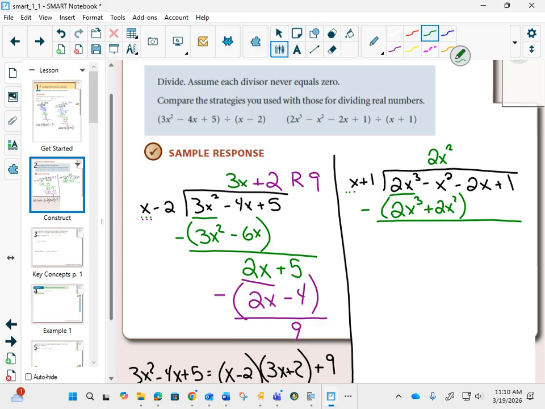Minus x squared minus 2x squared will be minus 3x squared. And then I still have minus 2x and I still have plus 1. Those ones you can just bring down because you're not subtracting anything underneath those ones.